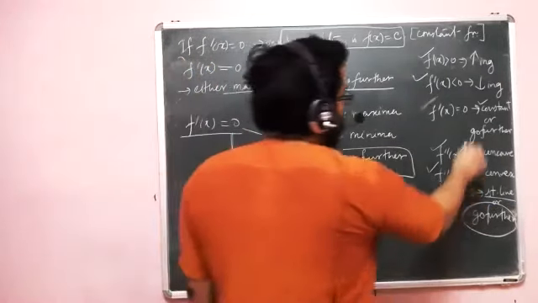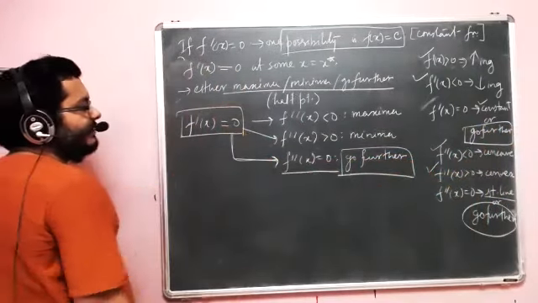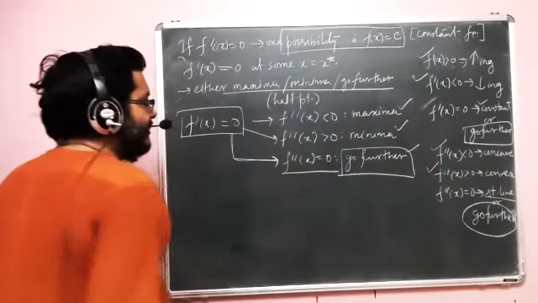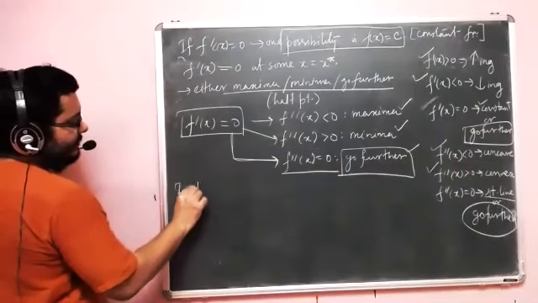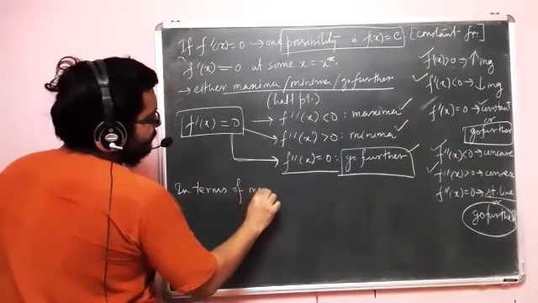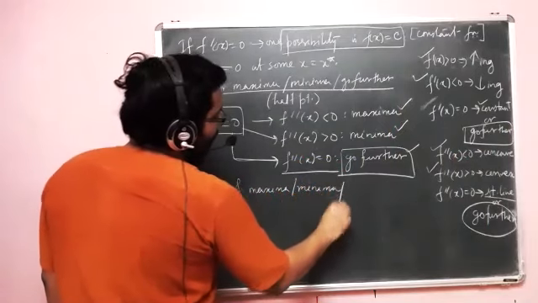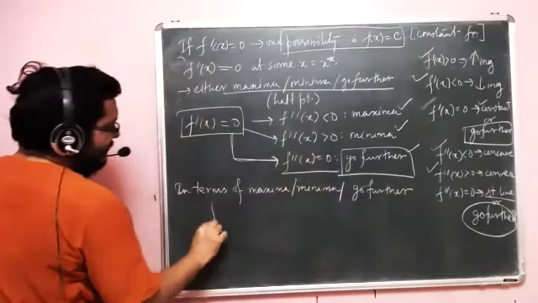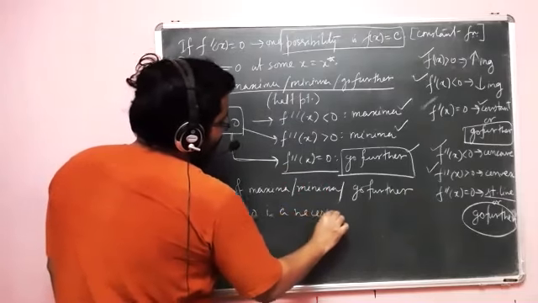Otherwise, we know that in this go further, when f dash x equal to 0 is known to us, then we have three possibilities: maxima, minima, and go further. So we'll approach this go further in the end. But for the time being, in terms of maxima or minima, or let's say go further, f dash x equal to 0 is a necessary condition.